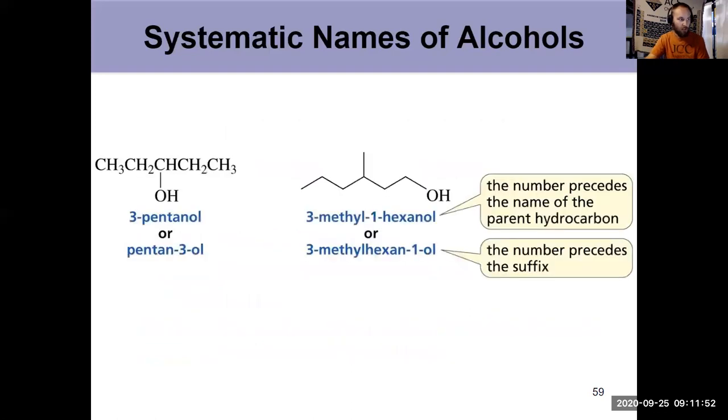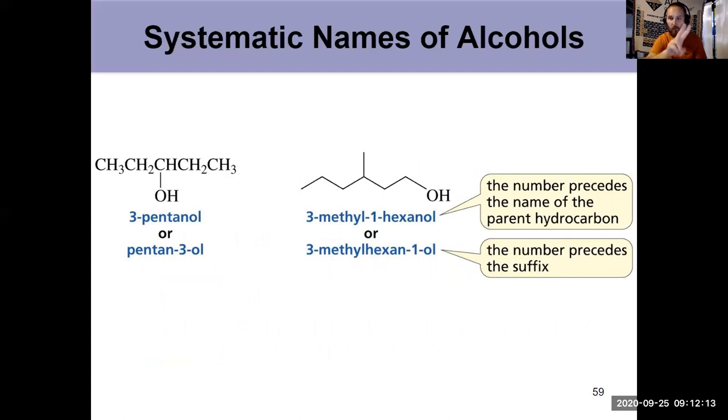But after we get larger than that, then I do need a number to indicate where the OH is, because 3-pentanol and 2-pentanol are different molecules, as is 1-pentanol. So you have to track where the number is going as well.